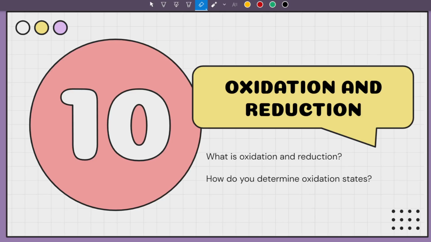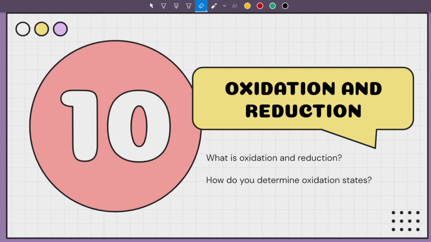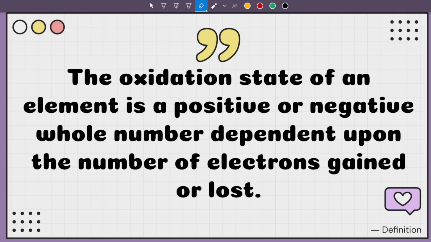The last thing we're going to talk about for this unit is oxidation and reduction reactions. We call them redox reactions. But when we talk about this, we're just talking about determining oxidation states. We're not determining whether something has been oxidized or reduced, because you will do that a little bit more in your Chem 155 class.